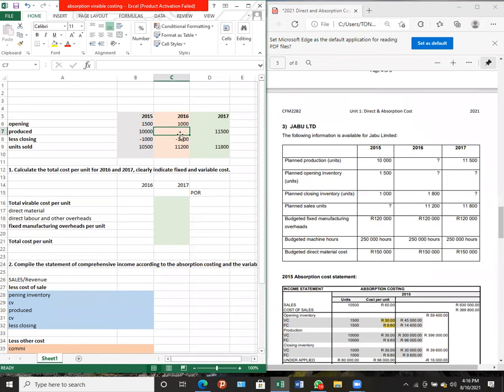Okay, guys. Remember, to get units sold is equal to what? Opening plus produced less closing. Which means, to get produced, it is equal to units sold plus closing, minus opening.